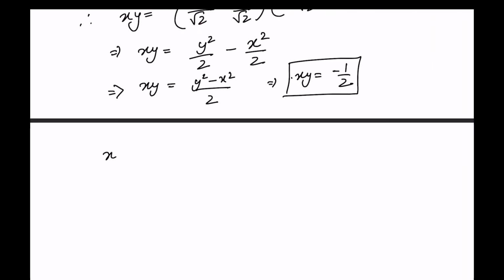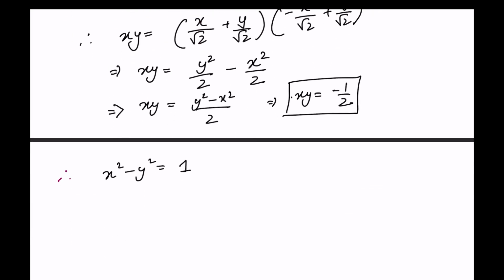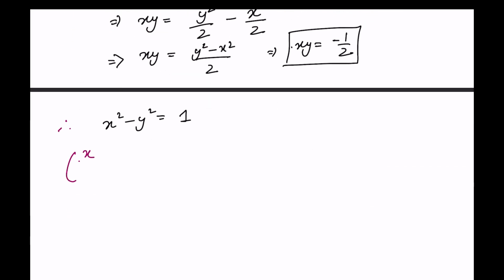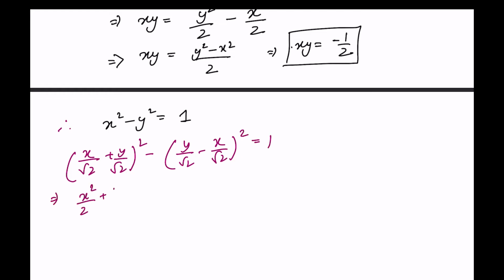So x square minus y square equals 1. This was the previous equation, so I can plug in the values of x and y in it to get the new equation. So x by root 2 plus y by root 2 whole square minus y by root 2 minus x by root 2 whole square equals 1. Here we get x square by 2 plus y square by 2 plus xy, minus we will get y square by 2 minus x square by 2, and again we will get a plus xy equals 1.